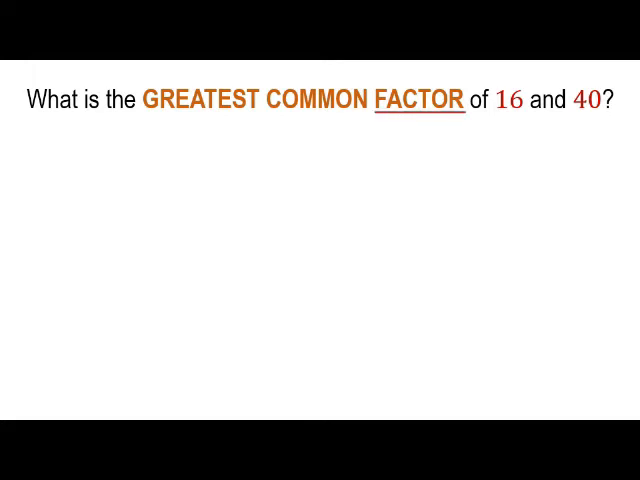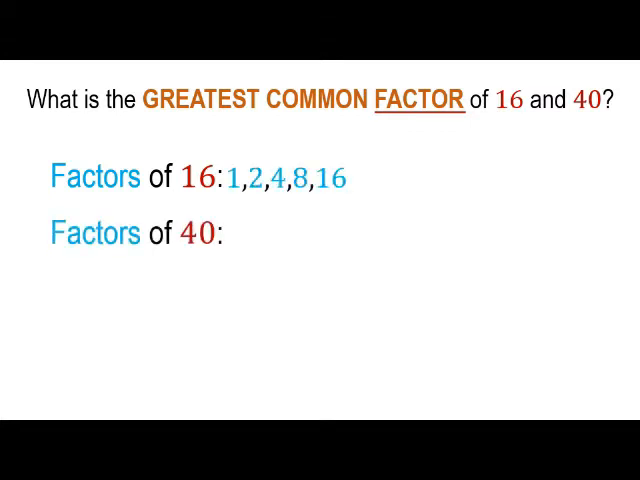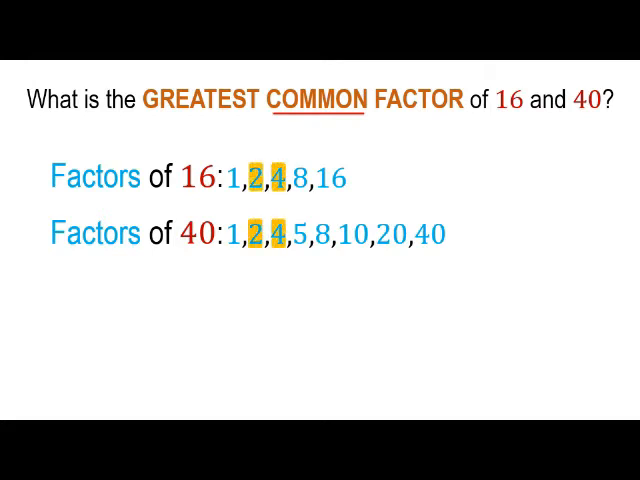Starting with factors, the factors of 16 are 1, 2, 4, 8, 16, and the factors of 40 are 1, 2, 4, 5, 8, 10, 20 and 40. Right? So we have so far written the factors of both numbers. Next we need to highlight the common factors. So let's start finding the common ones. 2 is common, 4 is common and 8 is common.